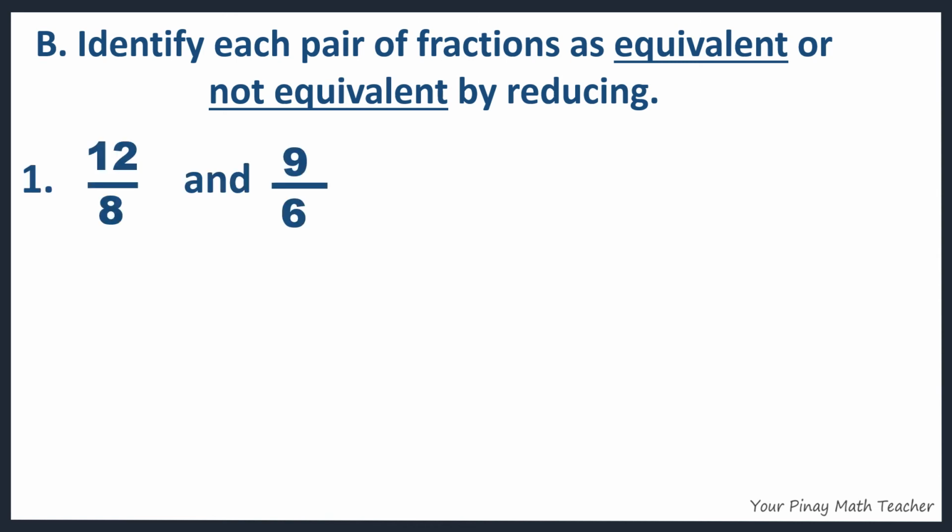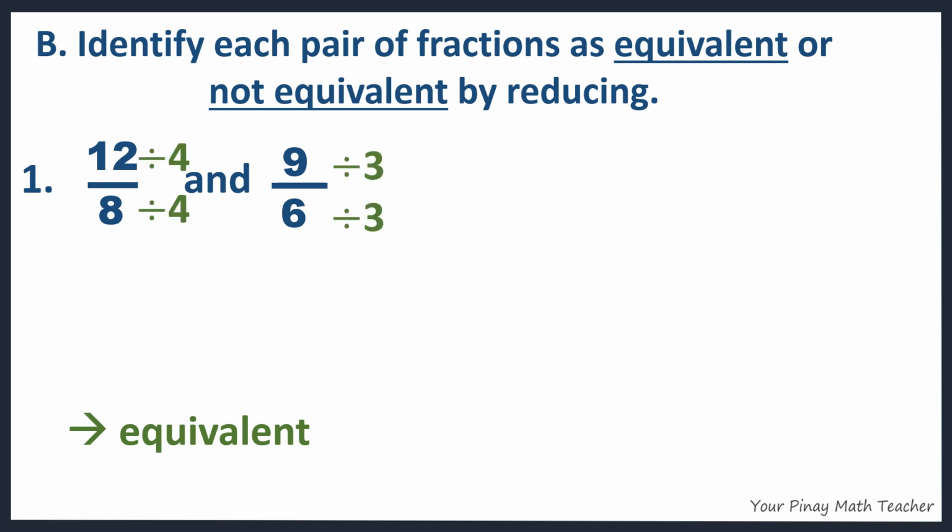Next, identify each pair of fractions as equivalent or not equivalent by reducing. Number 1, 12/8 and 9/6. Equivalent. 12 and 8 can be divided by 4, 9 and 6 by 3. 12/8 is reduced to 3/2, and so with 9/6. That's why the answer is equivalent.